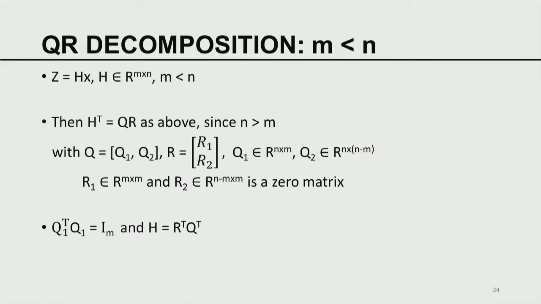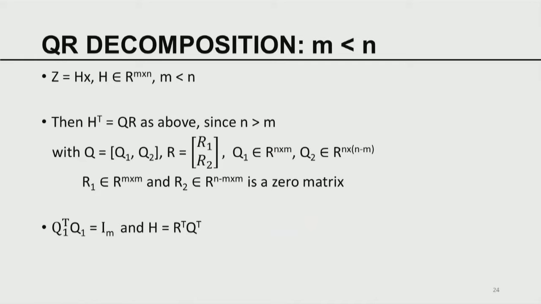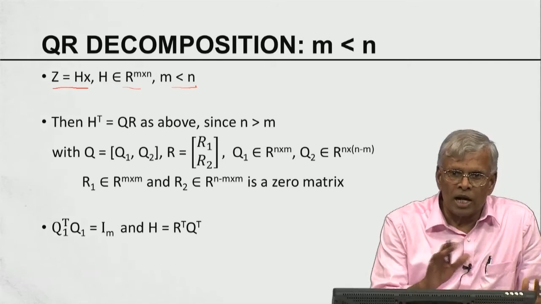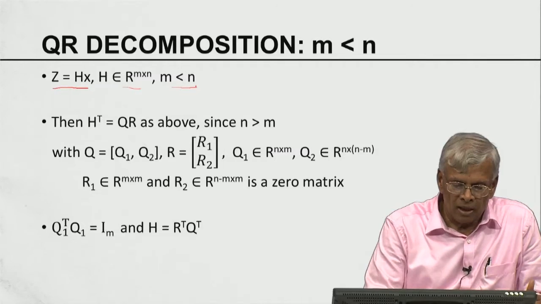In the previous talk, we talked about QR decomposition for the overdetermined case. QR decomposition can also be applied for the underdetermined case. I'm going to quickly point out some of the key steps. Let again z is equal to h of x, h is m by n, m is less than n, m is the number of observations, n is the number of unknowns.